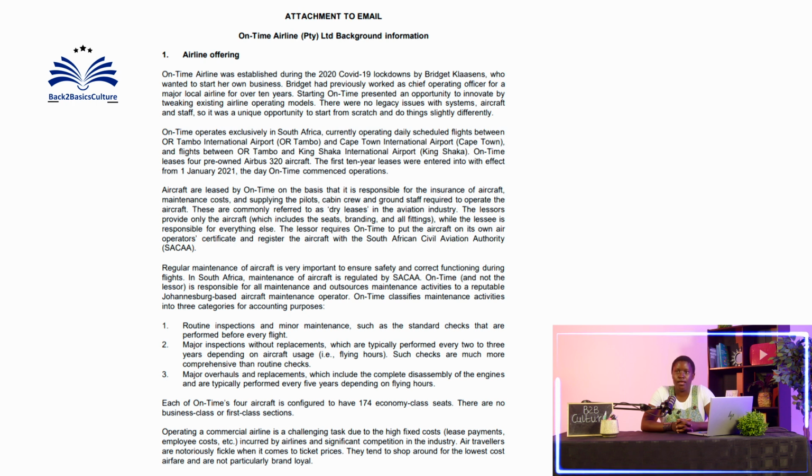Okay, air travelers are notoriously fickle when it comes to ticket prices. I know I'm very fickle. I will make sure that I look for the cheapest airline. Okay, they tend to shop around for the lowest cost airfare and are not particularly brand loyal. Right, so that's what we do see. Most people are not brand loyal. So how can we, as On Time, make sure that we actually build that brand where people want to book with us? It doesn't matter what the price is.